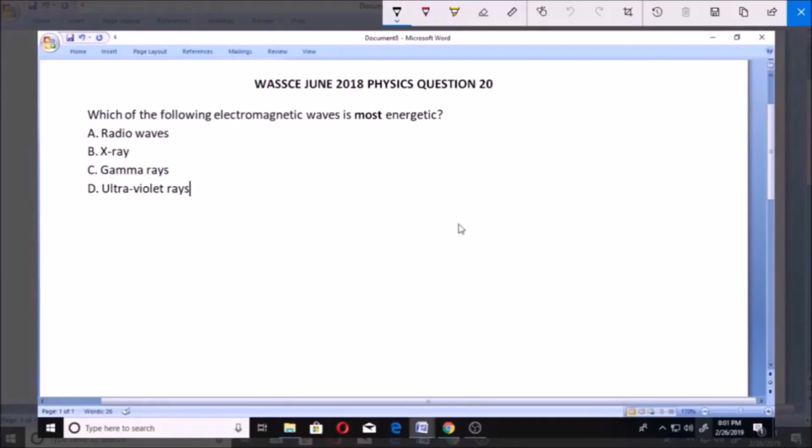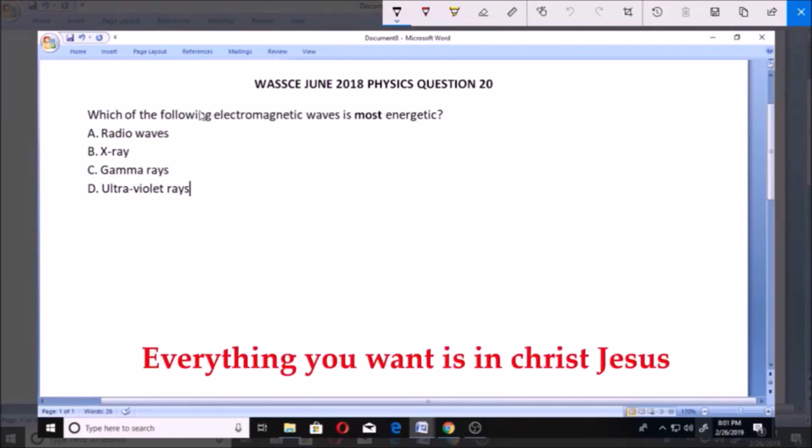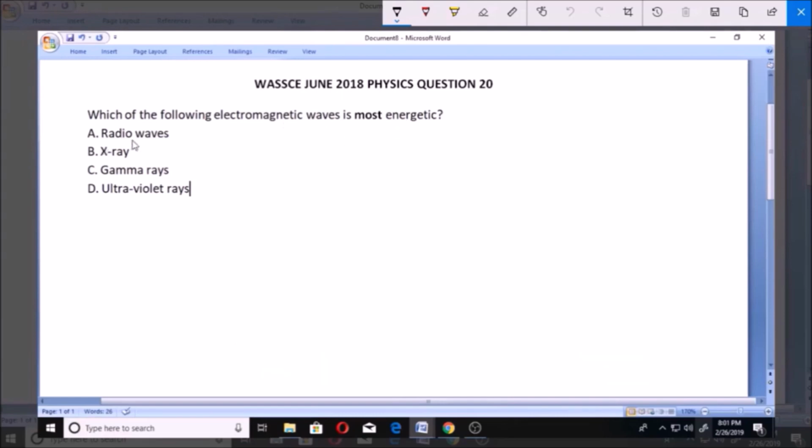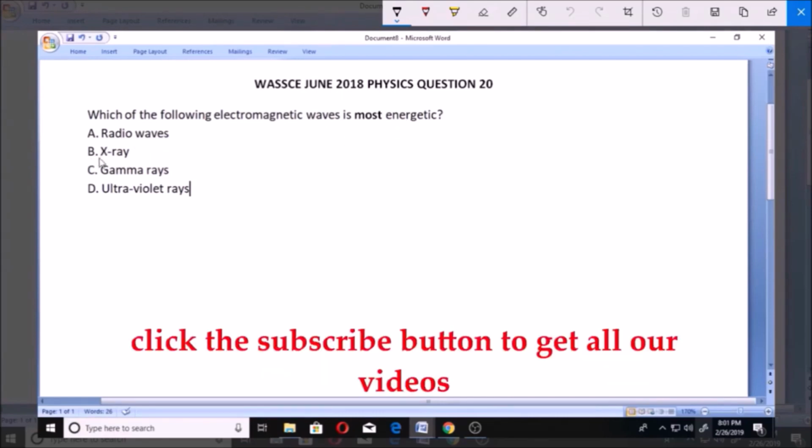Yes, let's look at this question number 20 for WAEC Physics 2018. Which of the following electromagnetic waves is most energetic? A. Radio waves, B. X-ray, C. Gamma rays, D. Ultraviolet rays.